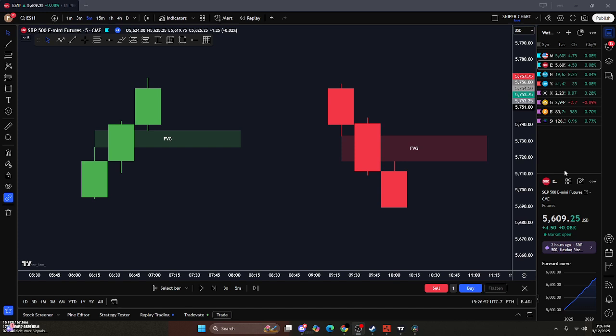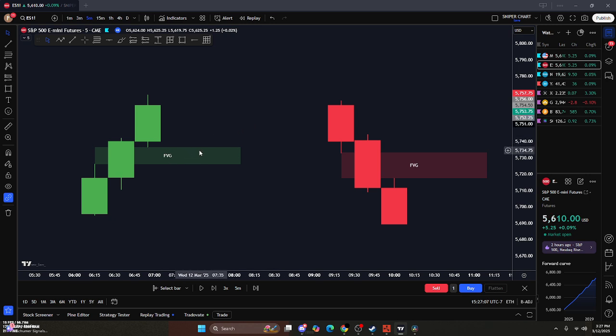All right. So fair value gaps, and what are they? So fair value gaps, you have two. You have bullish, which is green, bearish, which is red. And bearish means going down, bullish means going up. And how these fair value gaps work is it's a retest on the area of that gap.